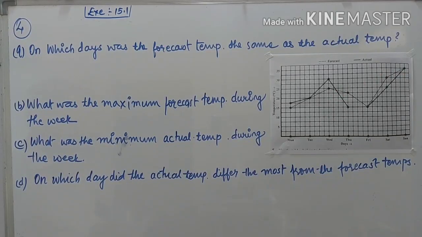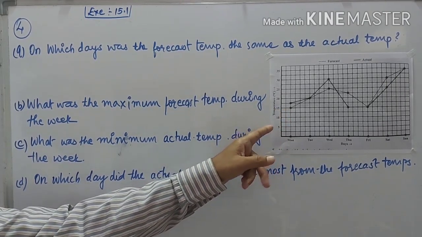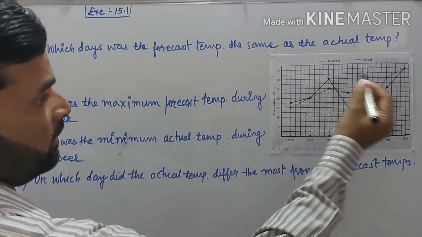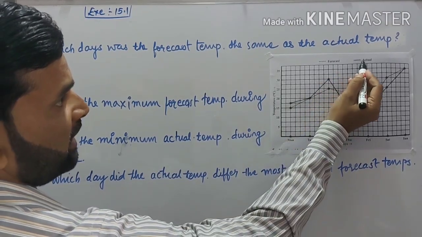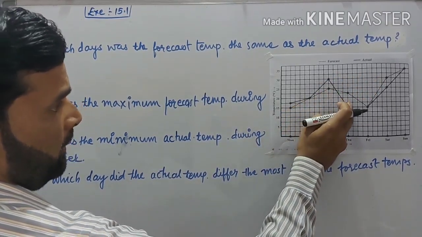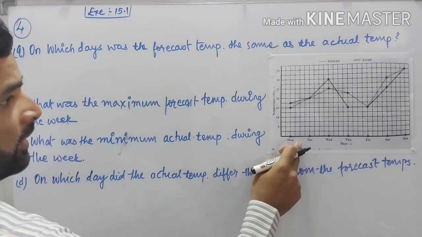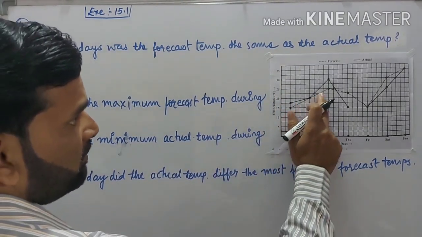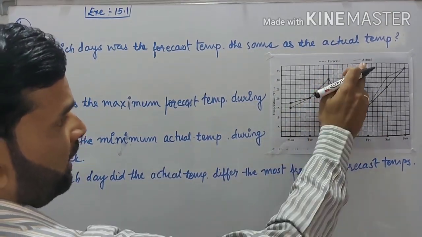The following graphs show the forecast temperature and the actual temperature at the end of the week. Okay, so now first we will read the graph and write some answers. In the graph, it is given that the dotted line is the forecast and the plain line is the actual temperature. The graph shows Monday, Tuesday, Wednesday, Thursday in the weekdays, and the temperature is given in centigrade. So the dotted line shows the forecast temperature and the straight line shows the actual temperature.